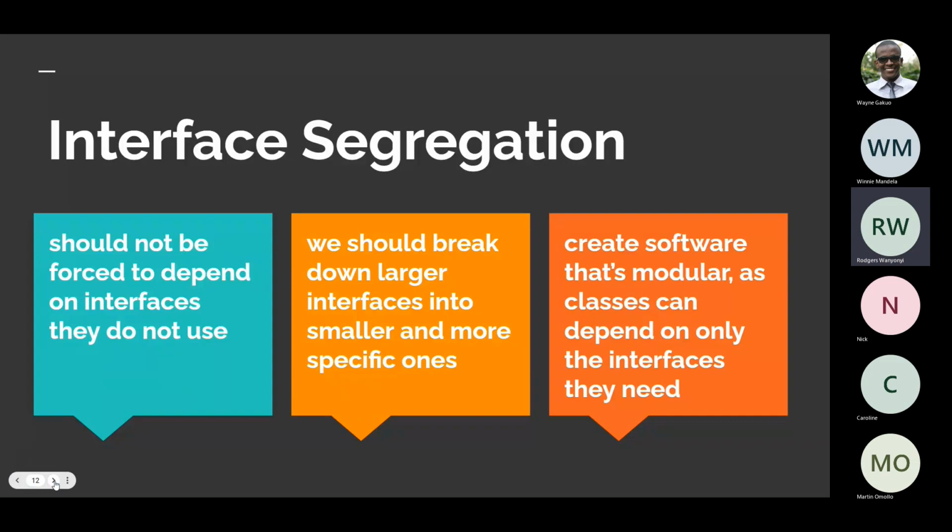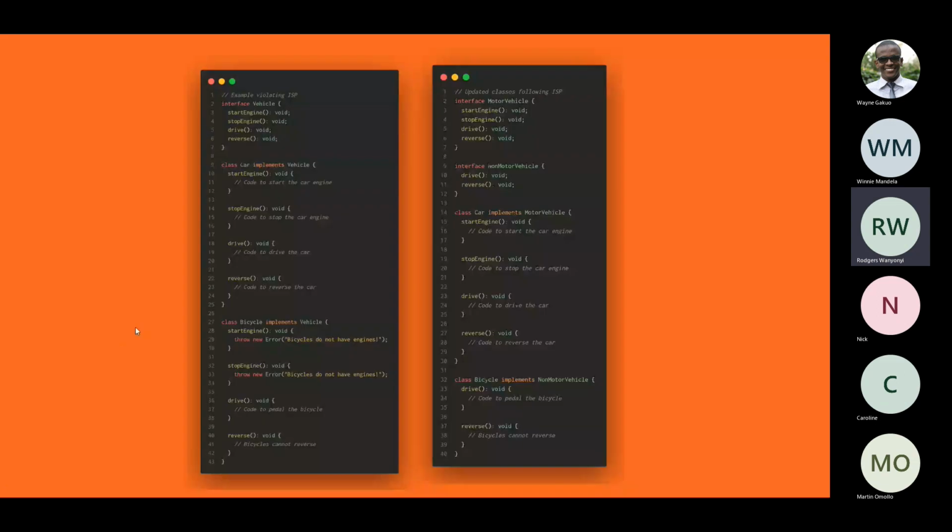So for an example, we can see on the left an interface called vehicle that has three methods. You can start and stop an engine, you can drive, and also reverse. Then we have two classes implementing that interface, a car and a bicycle. For the car, it makes perfect sense to start and stop an engine, also drive and reverse. But for the bicycle, it doesn't make sense to start and stop an engine because it lacks an engine. You can only drive and reverse.